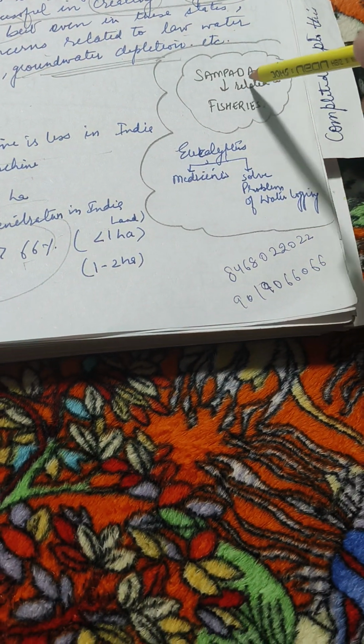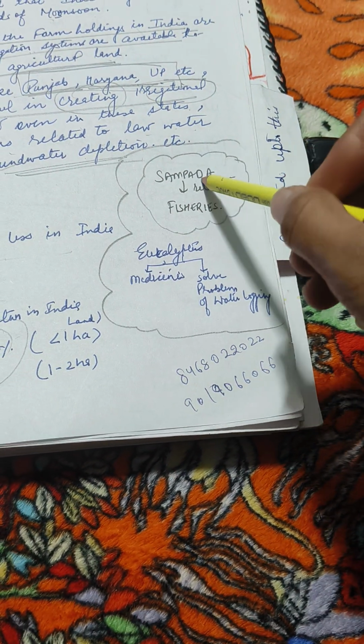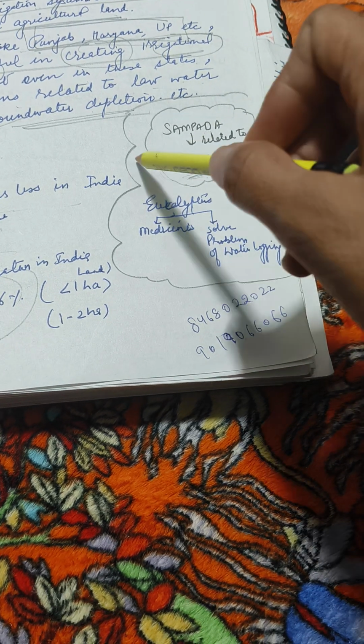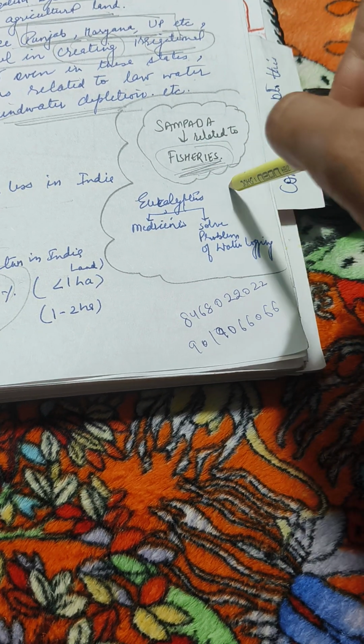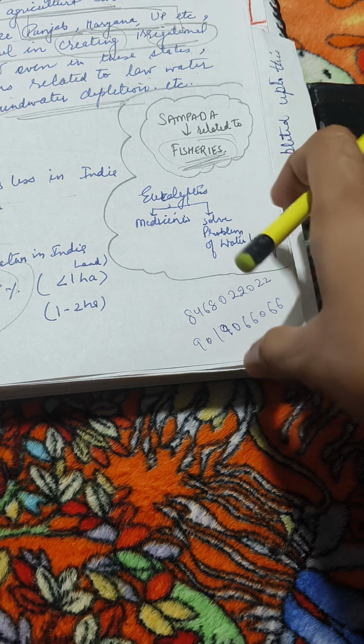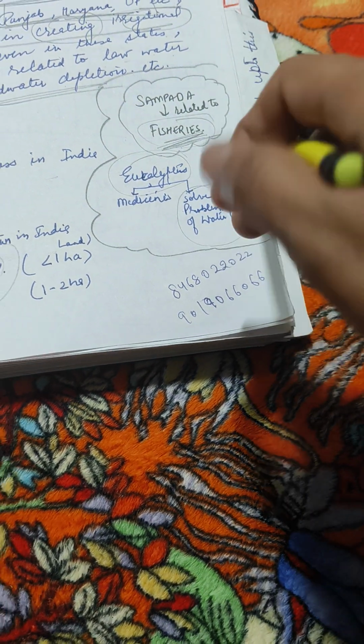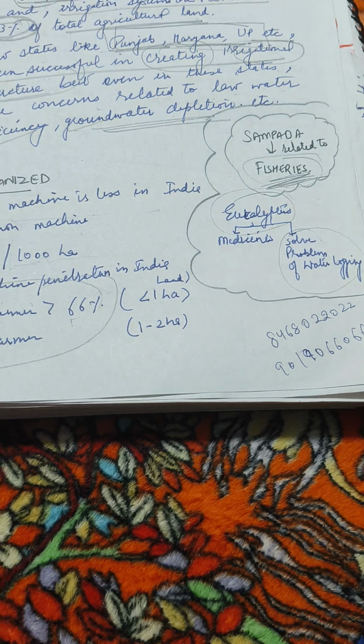Now, there is a fact that the Sampada scheme is related to fisheries. Also, eucalyptus is a medicine and solves the problem of water logging. That is a fact. Okay.